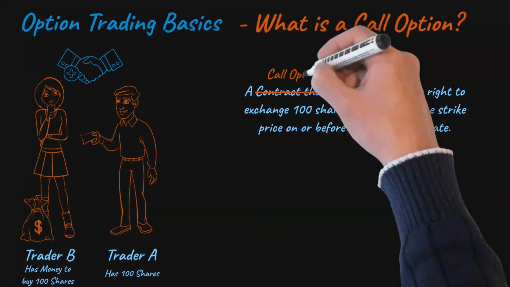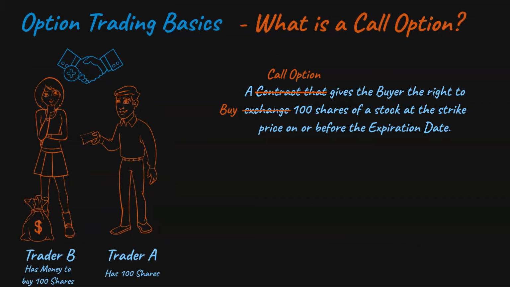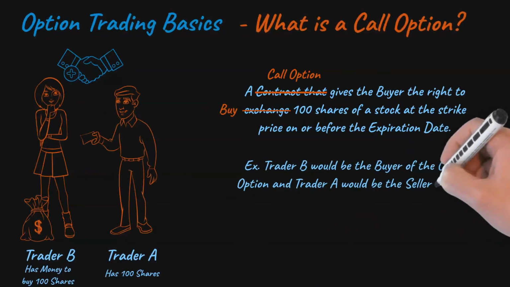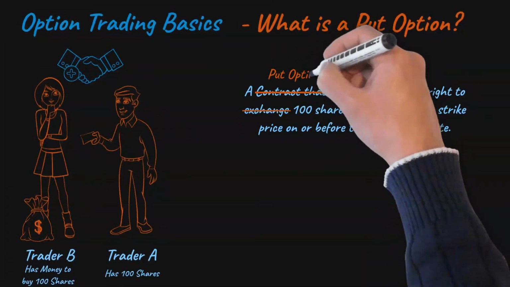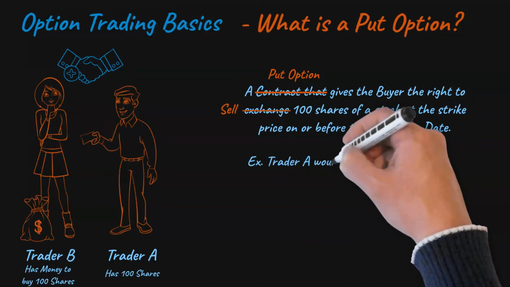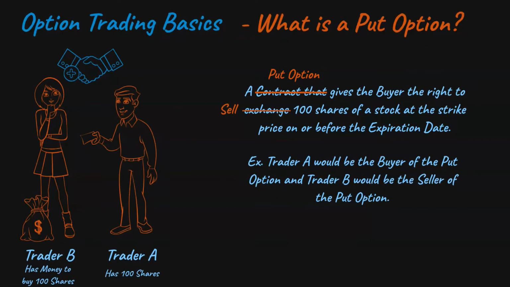A call option gives the buyer the right to buy 100 shares of the underlying stock at the strike price on or before the expiration date. Trader B would be the buyer and Trader A would be the seller. On the other hand, a put option gives the buyer the right to sell 100 shares of the underlying stock at the strike price on or before the expiration date. Trader A would be the buyer and Trader B would be the seller. So to summarize, a call option gives the buyer the right to buy 100 shares, and a put option gives the buyer the right to sell 100 shares.